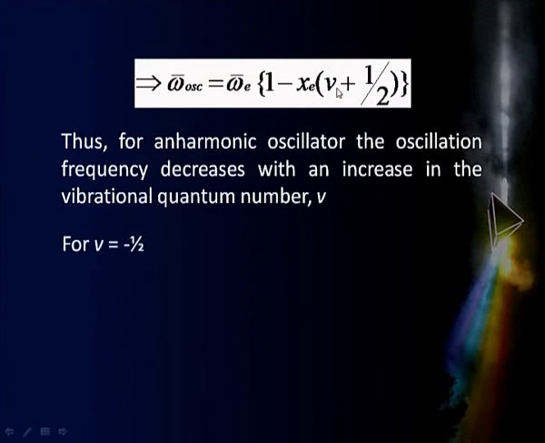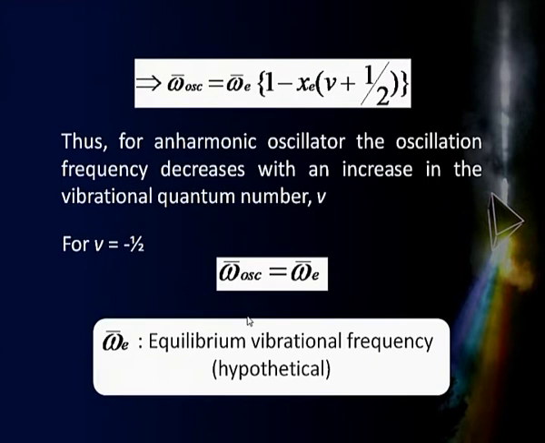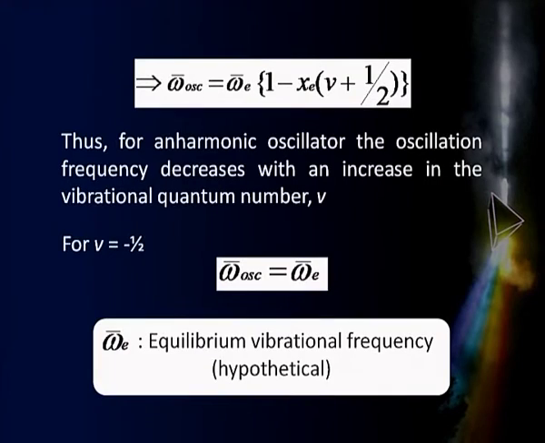If I take V to be minus 1 by 2, this gets cancelled out, it becomes 0. When this becomes 0, what do I get? I get omega oscillation equal to omega E. So, this omega E is called the equilibrium vibrational frequency. It is a hypothetical term because you cannot have V equal to minus half; as per quantum mechanics, V happens to have the value of 0, 1, 2, 3 and so on and so forth. I am just taking it hypothetically. If my V happens to be minus 1 by 2, that will be called the equilibrium oscillation frequency.